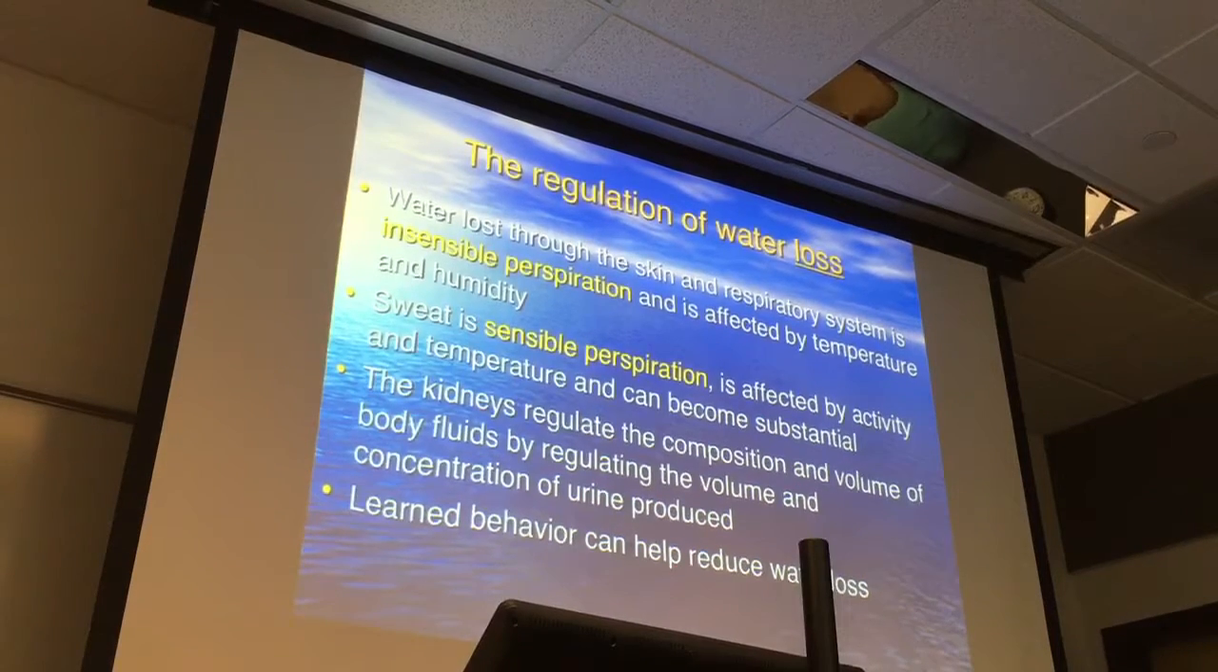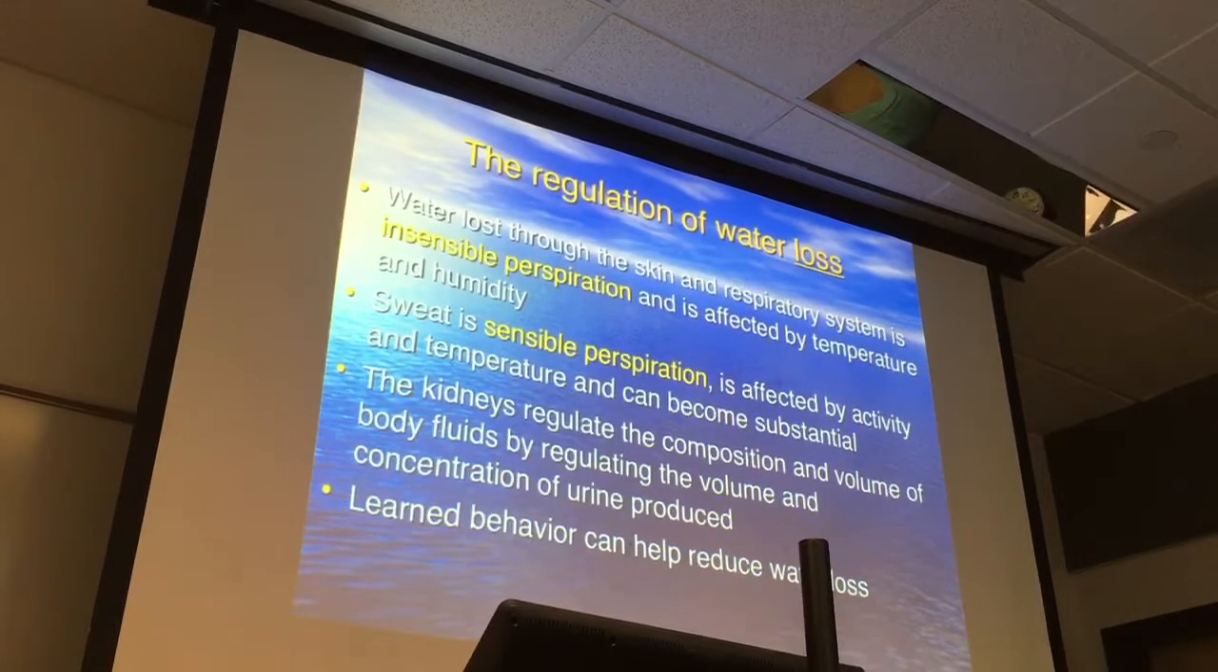Can you regulate water loss? You can, but it takes work. Okay, water is lost through the skin and the respiratory structures, and that is called insensible water loss. Why is it insensible? You're just not aware of that water loss. Sensible water loss is perspiration. You're aware of it going onto your skin.